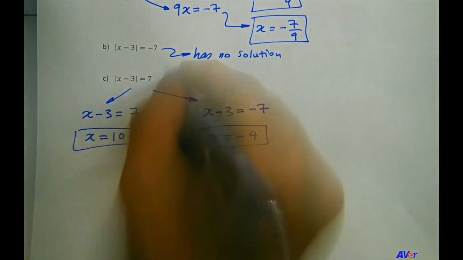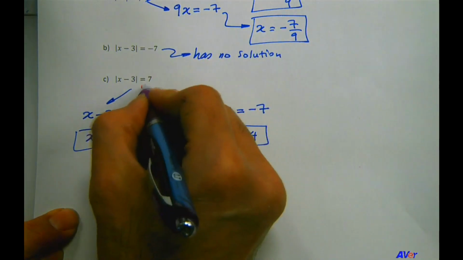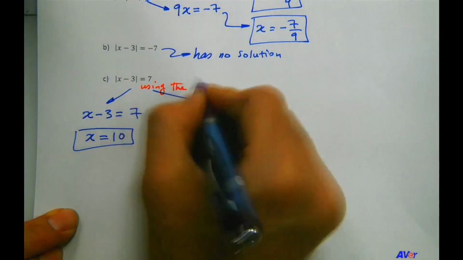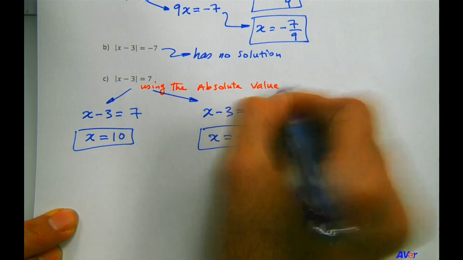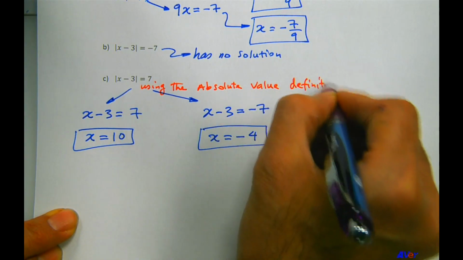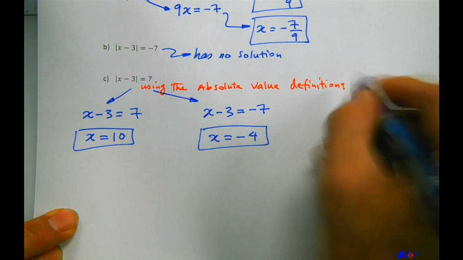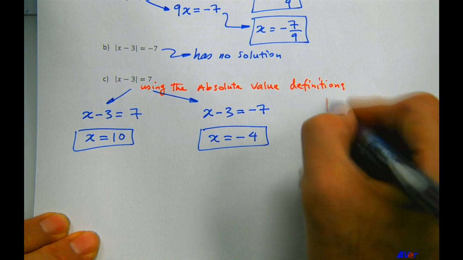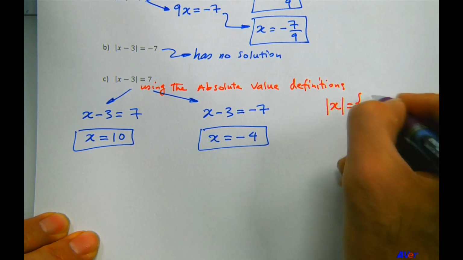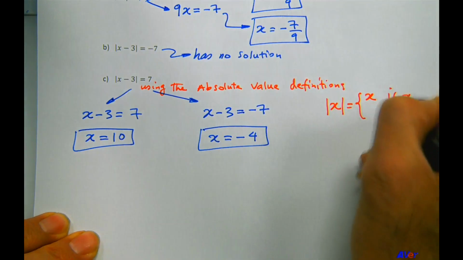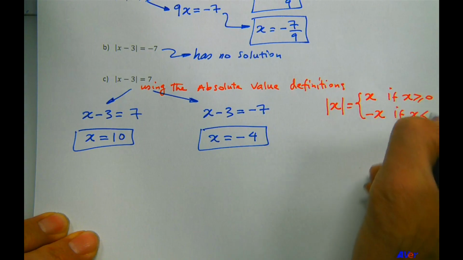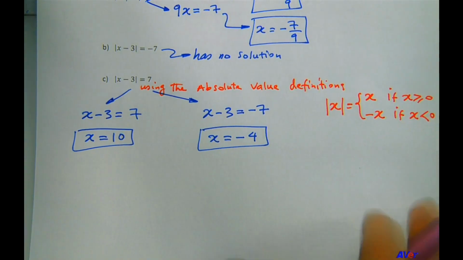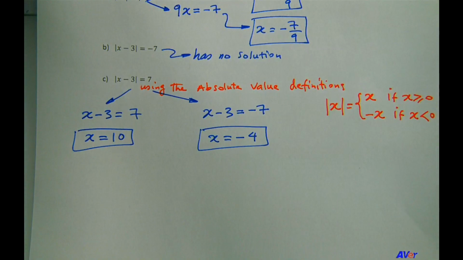For the sake of your notes, let me write the absolute value definition. I know I put it on the scratch paper, but let me also put it here: the absolute value of x equals x if x is greater than or equal to 0, minus x if x is less than 0. I am not sure, but I think we did talk about this in Math 124.